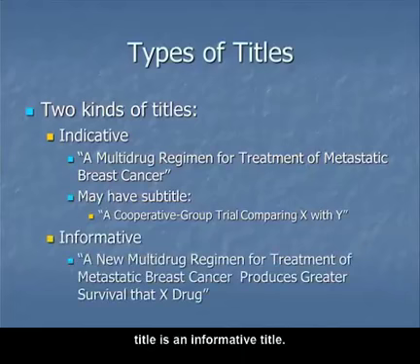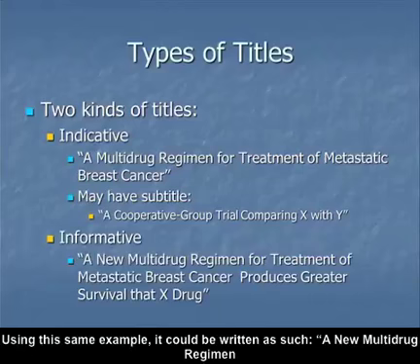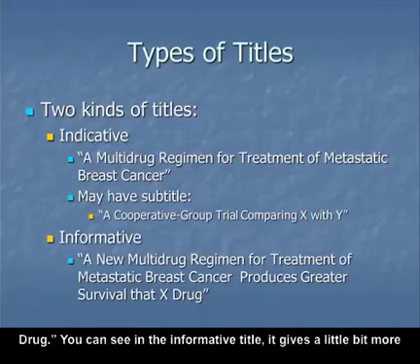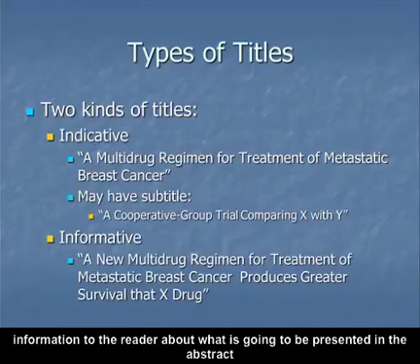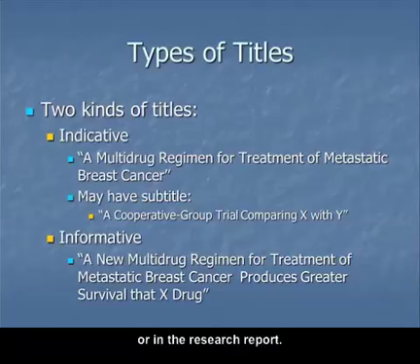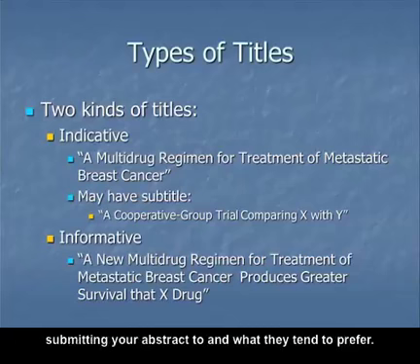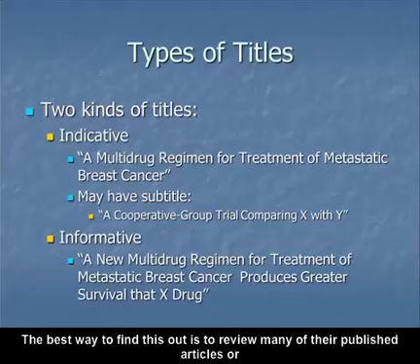Another type of title is an informative title, and using the same example, it can be written as such: a new multi-drug regimen for treatment of metastatic breast cancer produces greater survival than X drug. You can see the informative title gives a little bit more information to the reader about what is going to be presented in the abstract or in the research report. Both titles are appropriate, and you need to consider the journal that you're submitting your abstract to and what they tend to prefer. The best way to find this out is to review many of their published articles or abstracts.